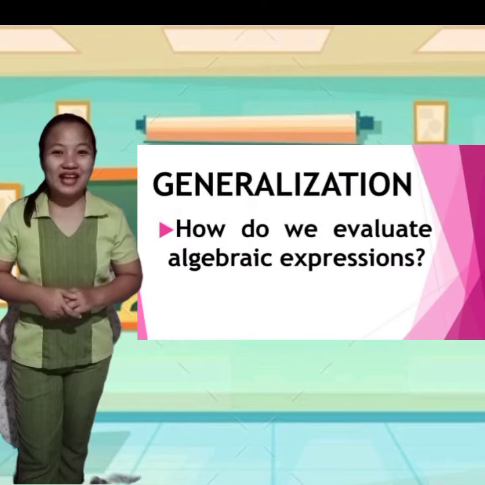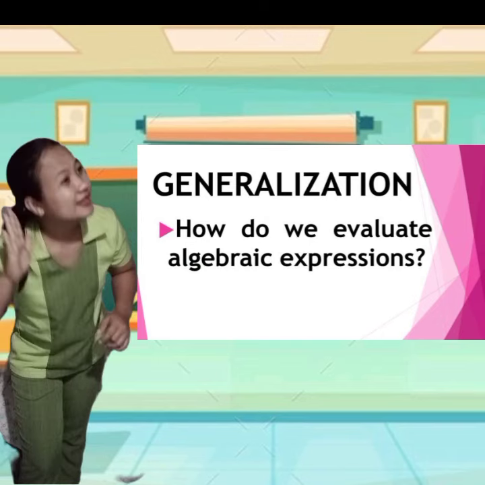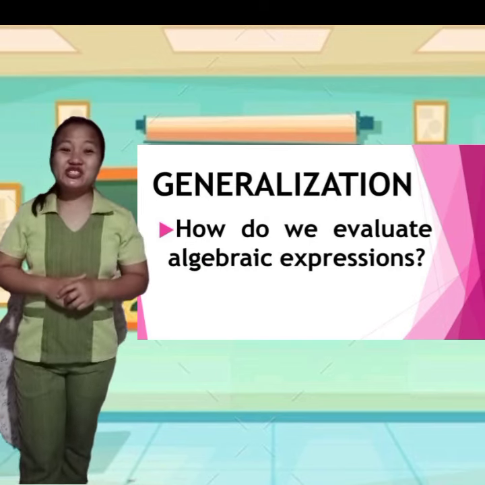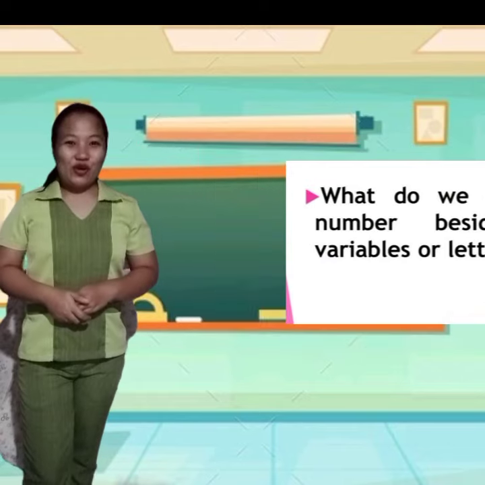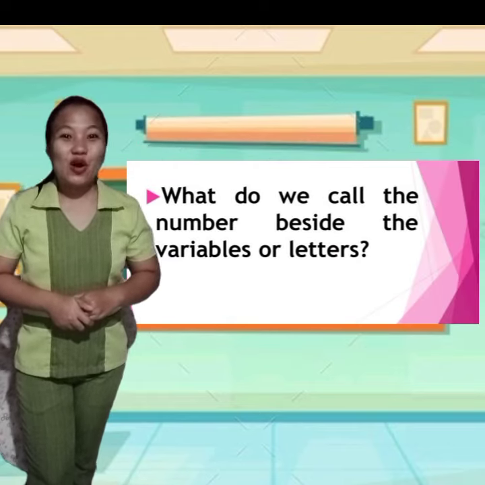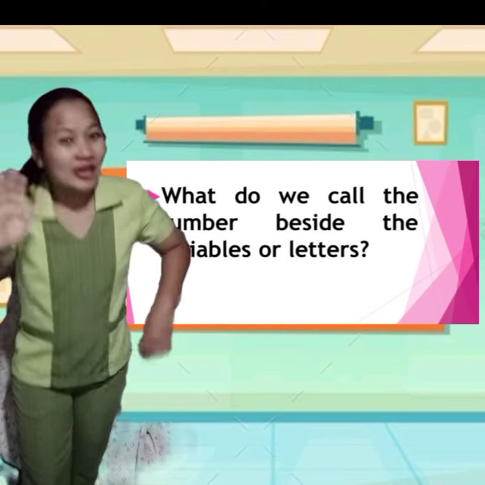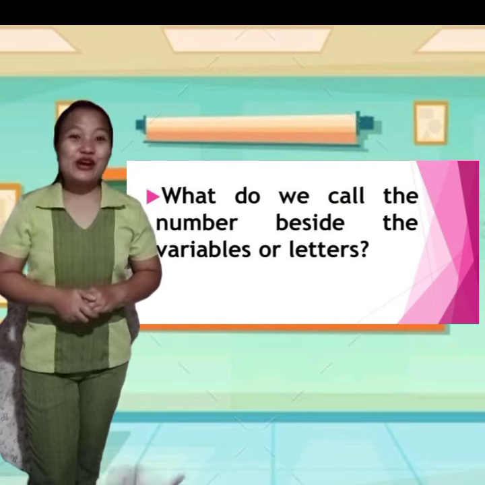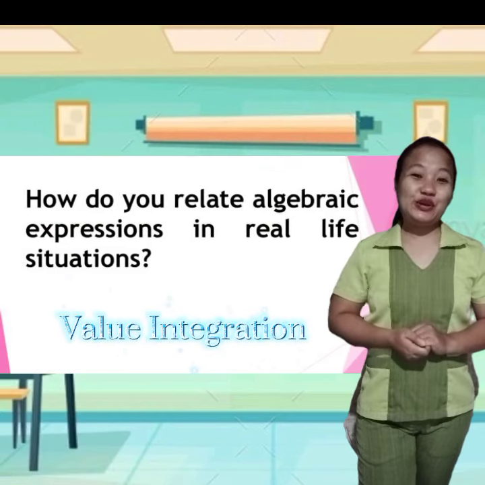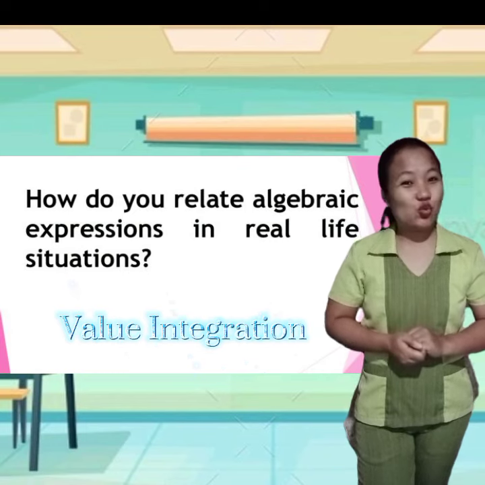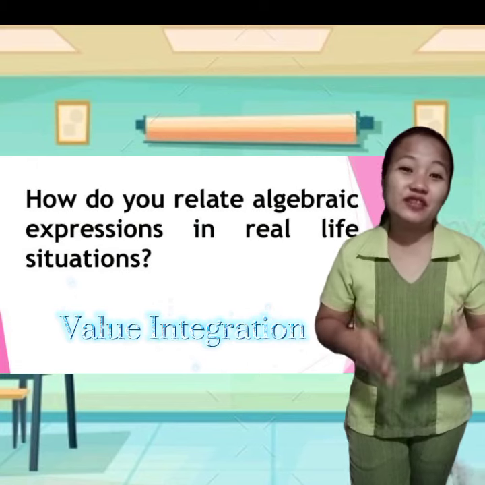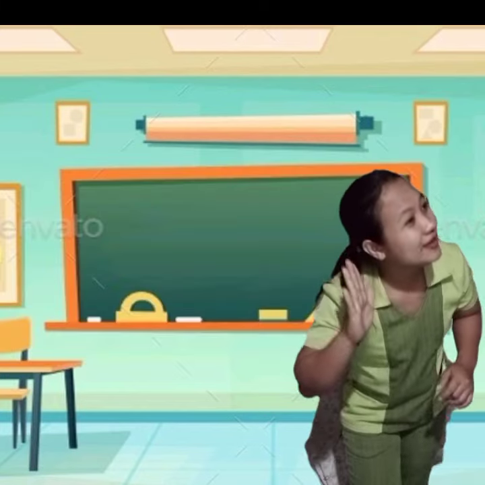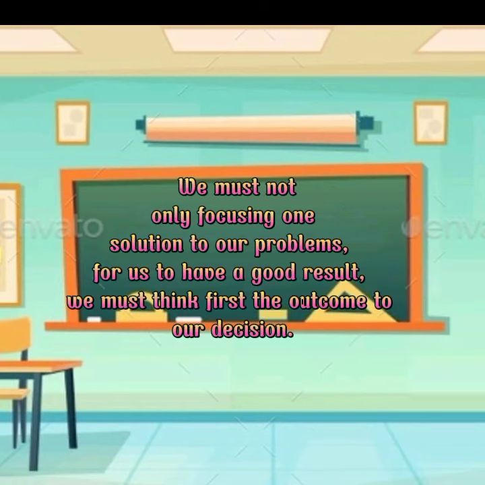Again, how do we evaluate algebraic expressions? Exactly. So we will just substitute the value of each letter, then do the operation. What do we call the number beside the variable or letter? Very good. So it is the coefficient. Now, how do you relate algebraic expressions in real life situations, or how do you use the concept of algebraic expressions in solving real life problems? Exactly. There are many solutions to each problem, but we need to choose the best one.